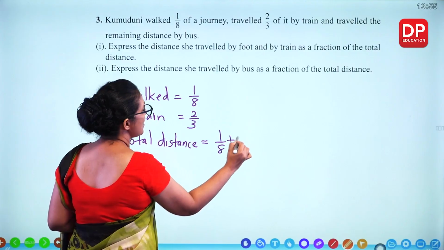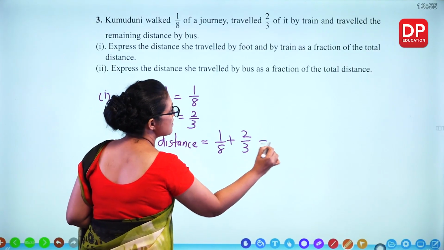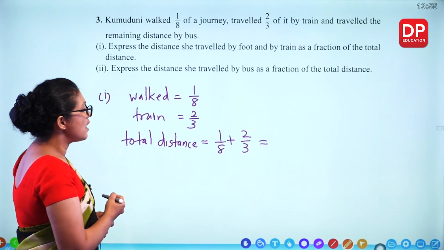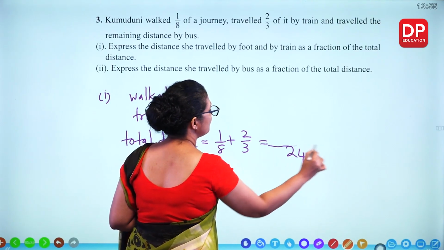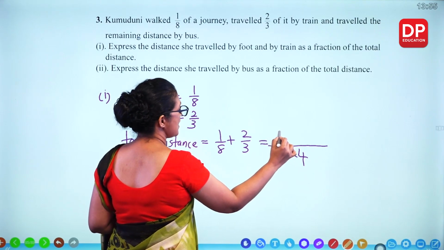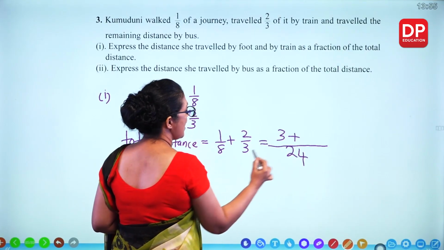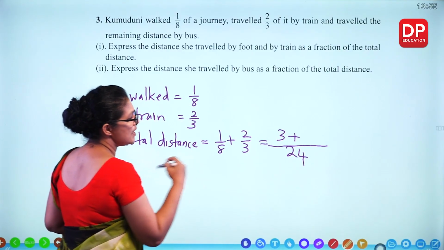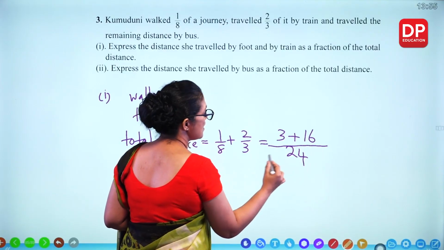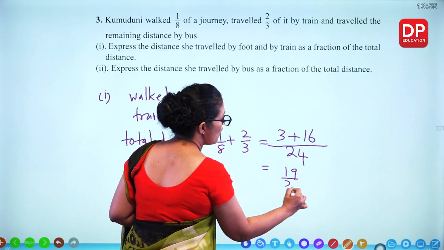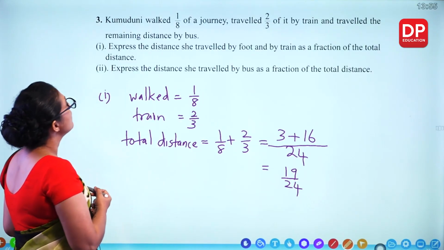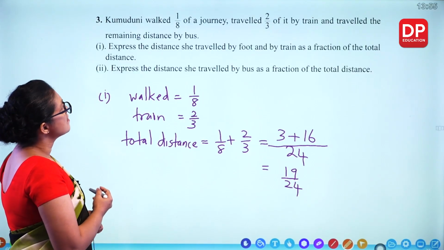1/8 plus 2/3. What's the lowest common multiple of 8 and 3? That's 24. 3 times 8, so 3 times 1, and this is 8 times 3, 8 times 2, 16. So you get 19 out of 24. That's the total distance travelled.